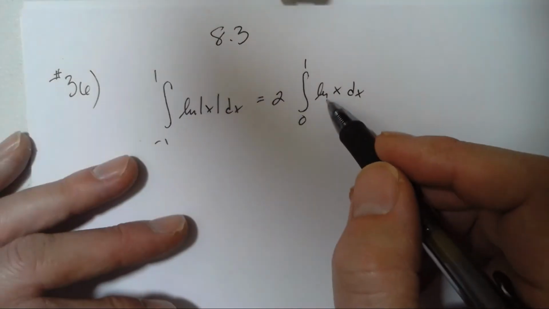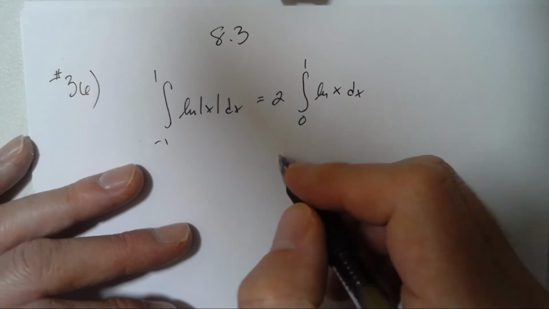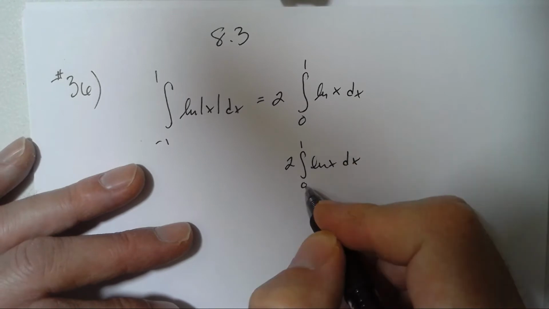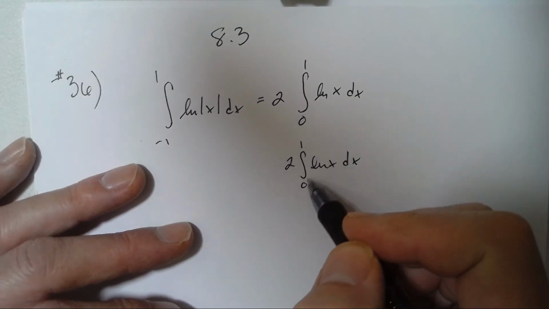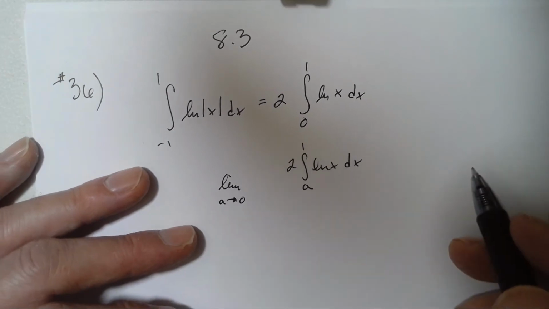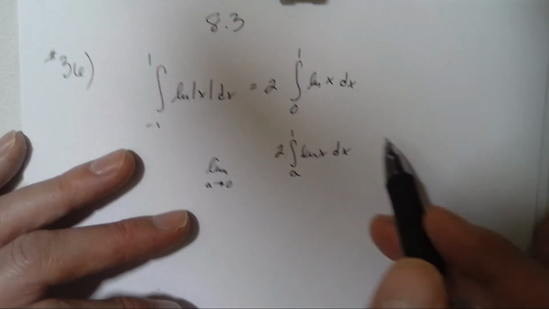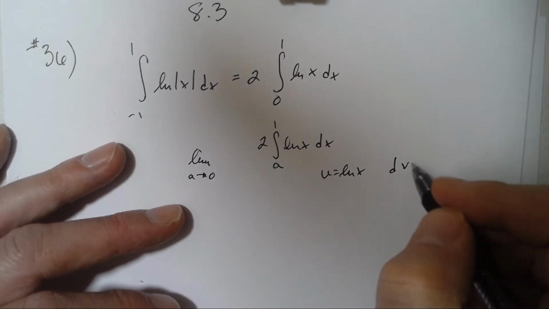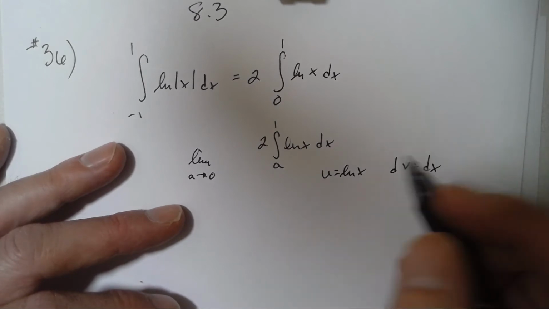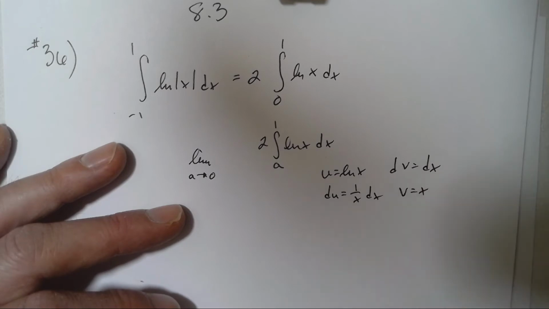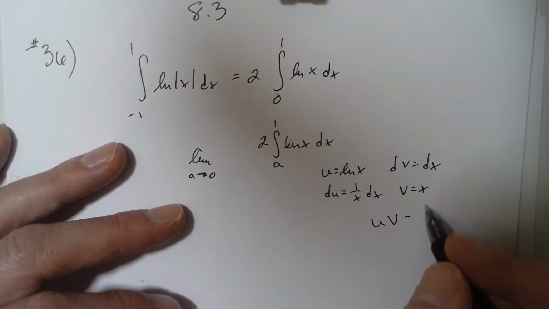So antiderivative, so we're supposed to, so that's boundary, the bottom one, you can't do a, so limit as a goes to 0. Antiderivative of natural log x requires integration by parts, so it's u is natural log of x and dv is dx. Du equals 1 over x dx, and v equals x. Remember, integration by parts is u v minus integral of v du.